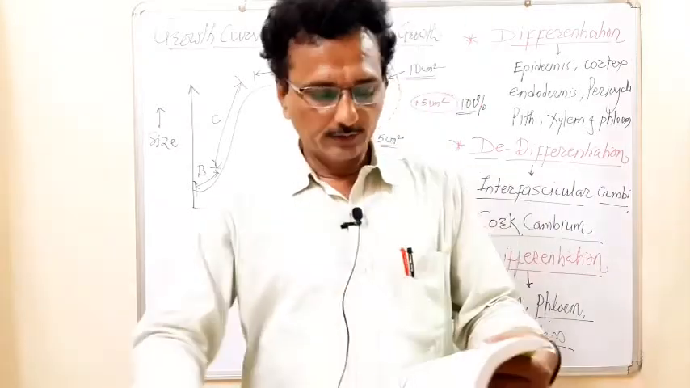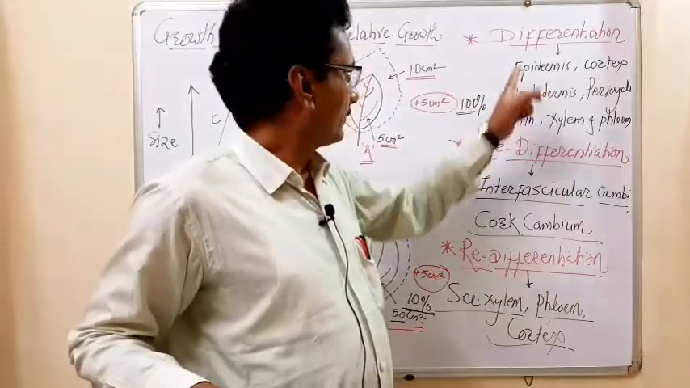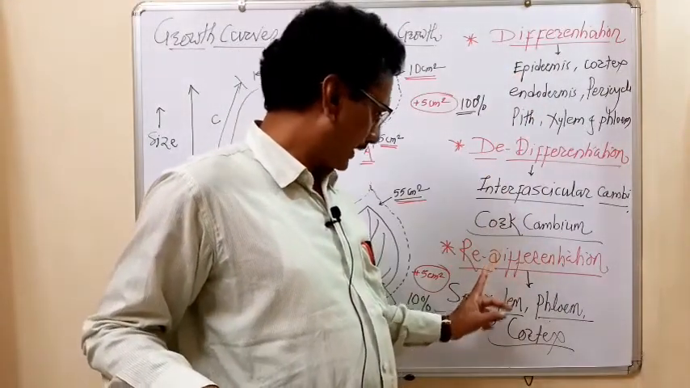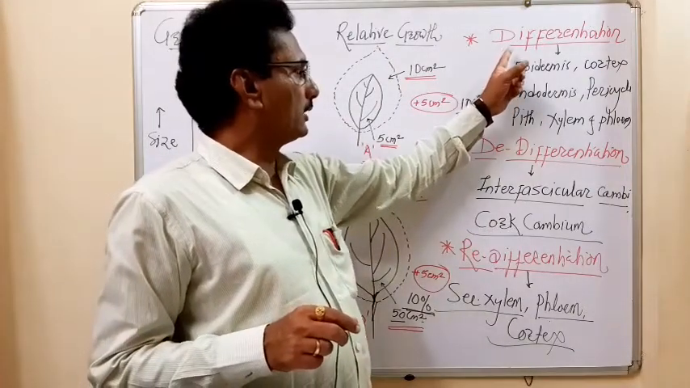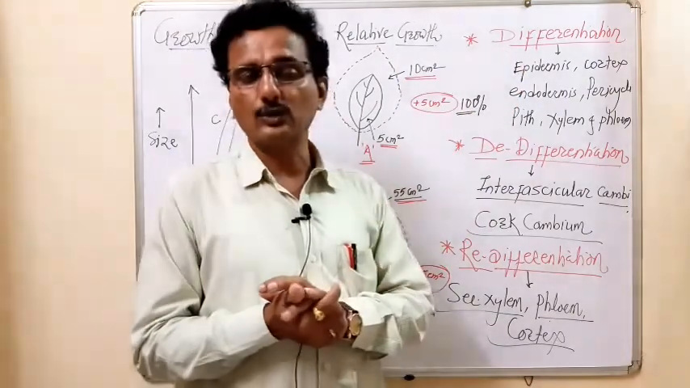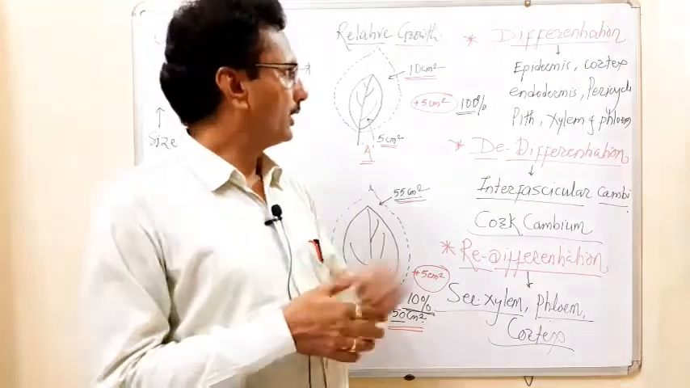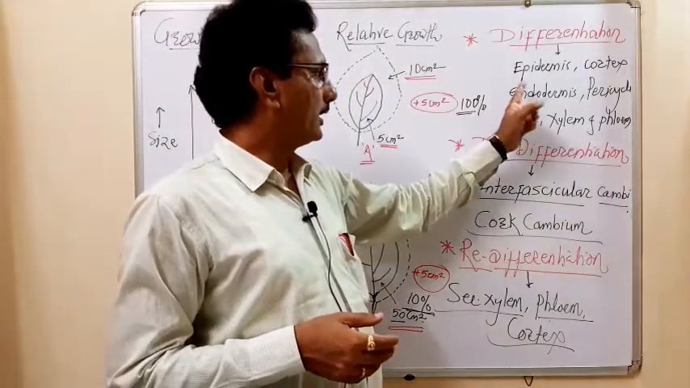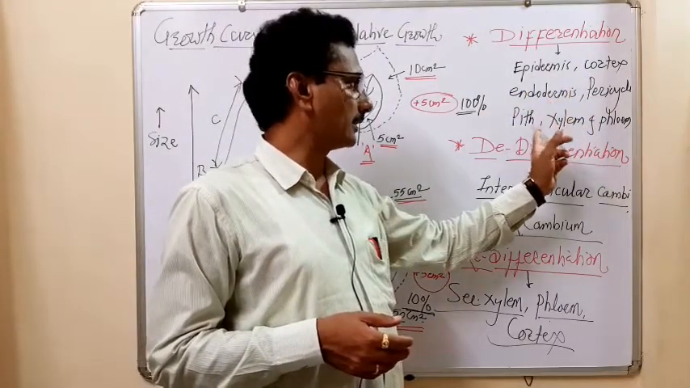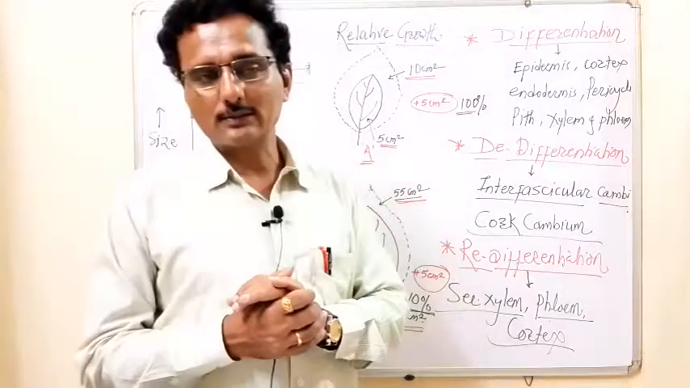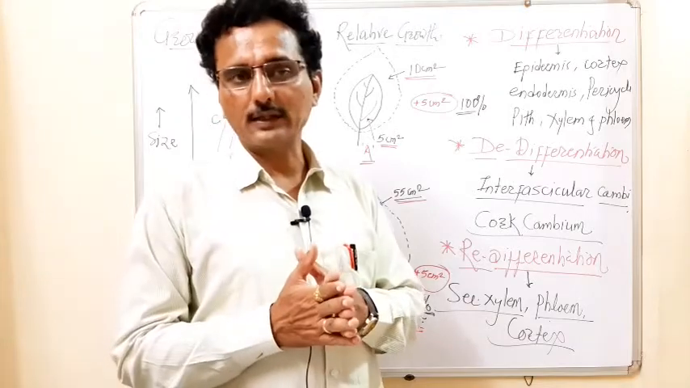Next are questions based on differentiation, de-differentiation and redifferentiation. So what is meant by differentiation? Differentiation means there is a formation of permanent cells from the meristematic tissue. It is called differentiation. In that, what is formed? Epidermis is formed, cortex, endodermis, pericycle, pith, xylem and phloem. All these permanent tissues are produced from the meristematic tissue.